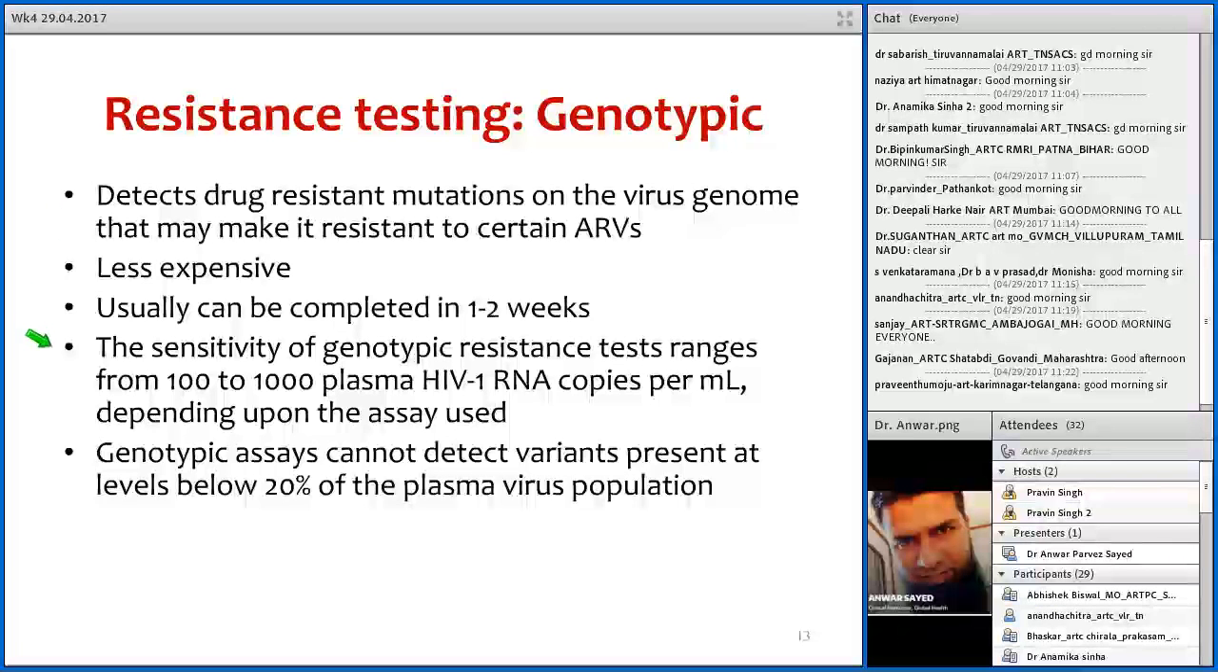It may take 1 or 2 weeks, and with the help of software there are databases. If you enter these mutations into those databases, they will give reports with an explanation of the future options and the current options. All those things are given.